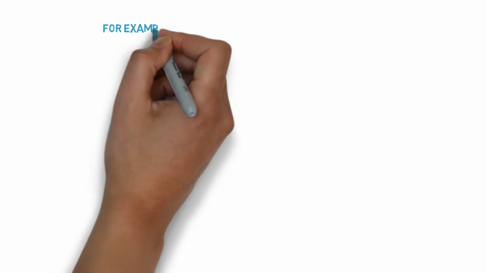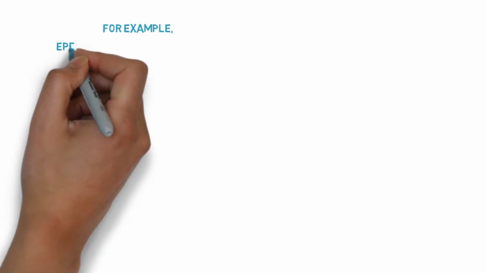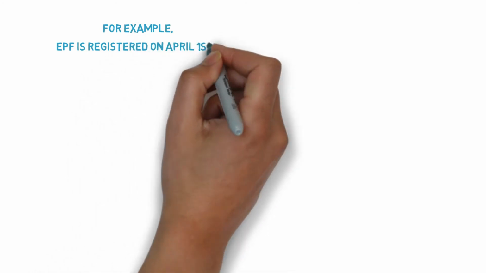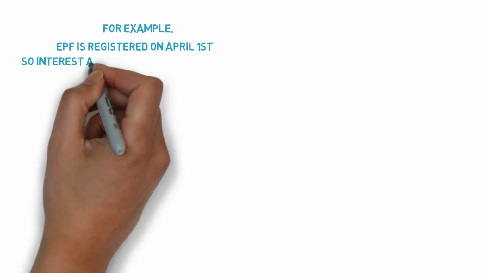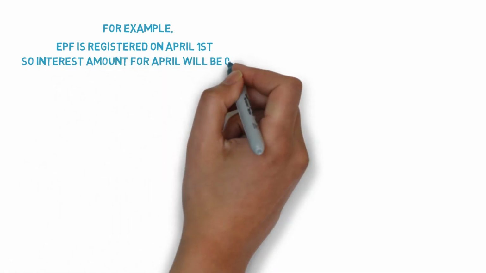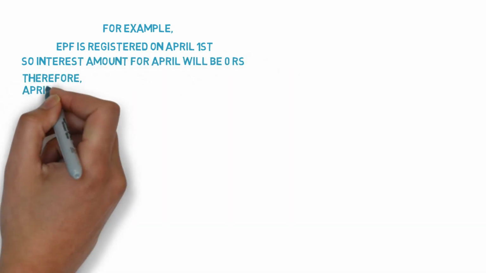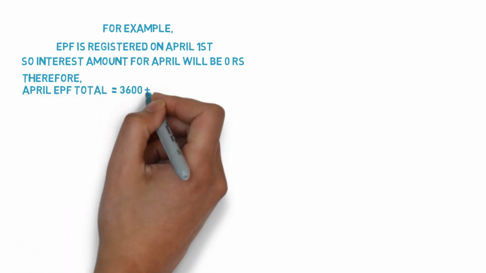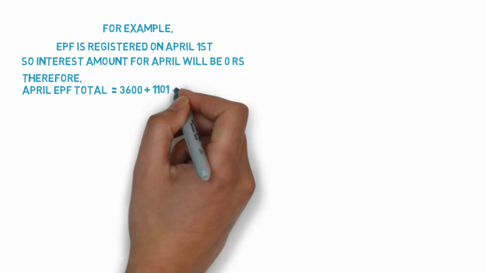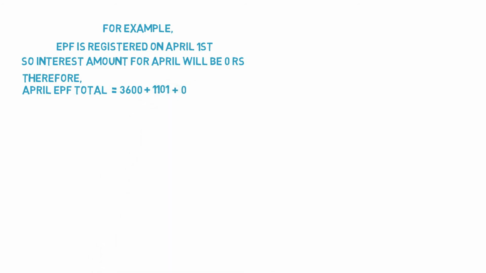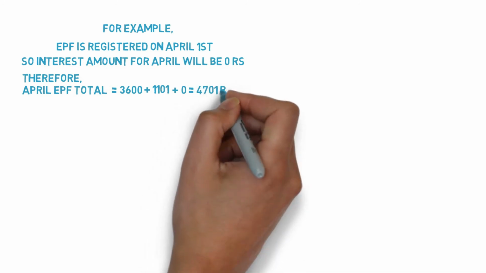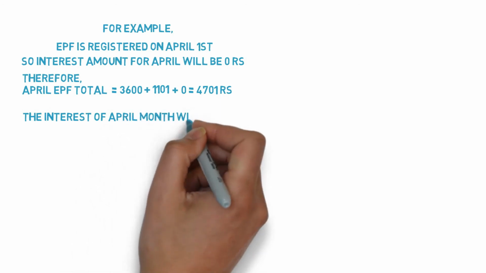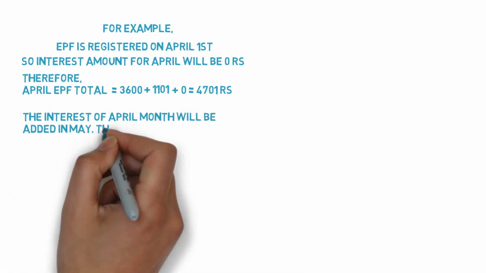Let us see an example. Assume that your EPF is registered by your employer on the 1st of April. So for the month of April, the interest will be 0. The EPF would be 3,600, which is 12% of your share, and 1,101, which is 3.67% of your employer's share. And the interest for the month of April will be added in May.